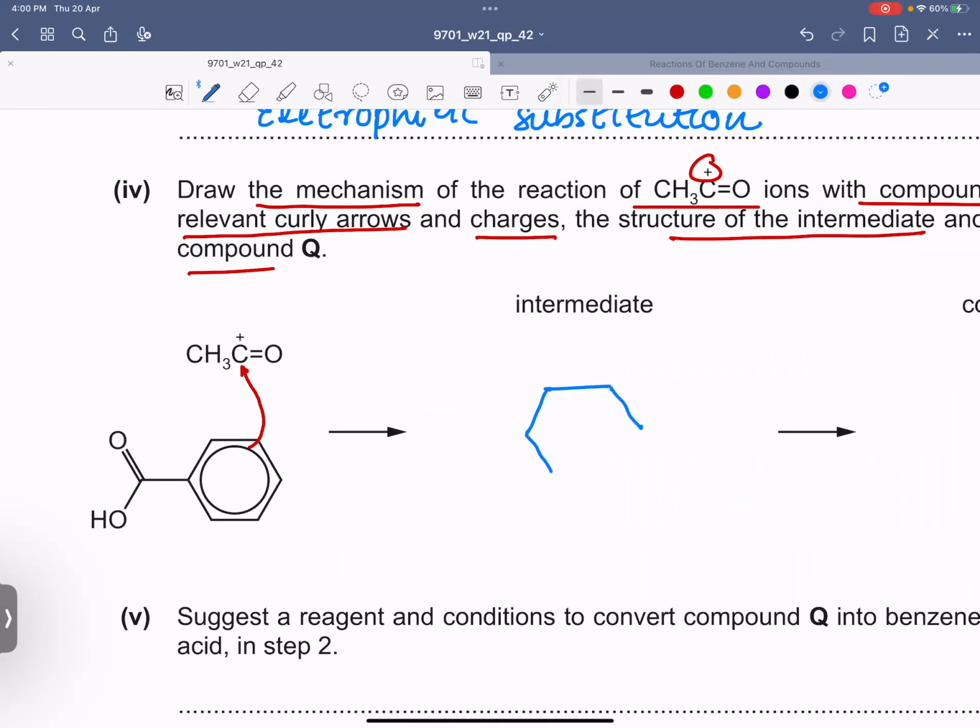Sir, why did we draw the second arrow from the positive charge on oxygen, what does that mean? Can you repeat again? The positive charge shows that it is an electrophile. And we have to show the mechanism. So what happens during the reaction of a benzene with an electrophile? The pi bonds from the benzene actually attack the electrophile.